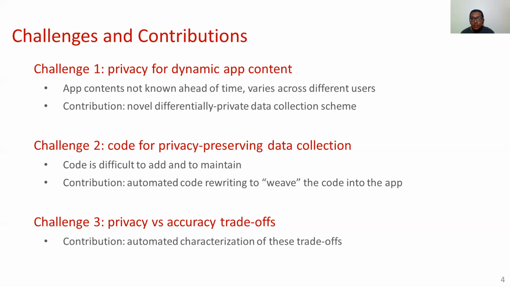The second challenge is to modify and maintain the app code to ensure privacy. We used automated code rewriting to add a privacy protection layer into the application code. The third challenge is evaluating the privacy versus accuracy trade-offs. The privacy parameters of the scheme can affect the accuracy of the collected information. We used automated testing of applications to observe the effects of different privacy settings on accuracy.